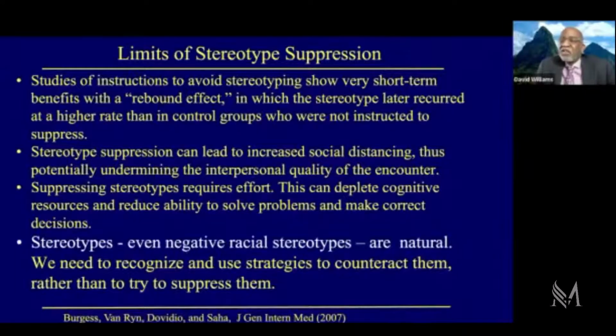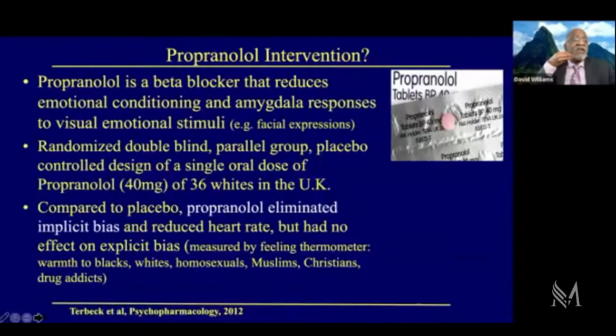Stereotype suppression can also lead to social distancing. You want to avoid the group or someone from the group, and it undermines the quality of the interaction that needs to be developed. Suppressing stereotypes also requires effort. This can deplete our cognitive resources and reduce our ability to really try to make correct decisions and to solve the problem. Remember, stereotypes, even negative racial stereotypes, are natural. So we need to recognize them and use strategies to counteract them rather than try to suppress them, because it really doesn't work. What else could we do?